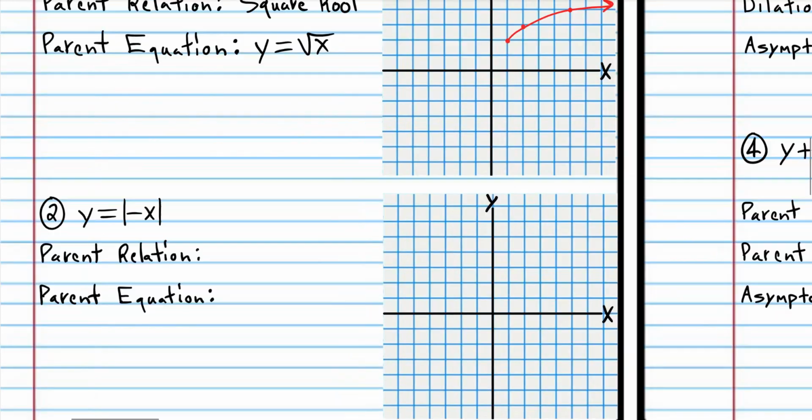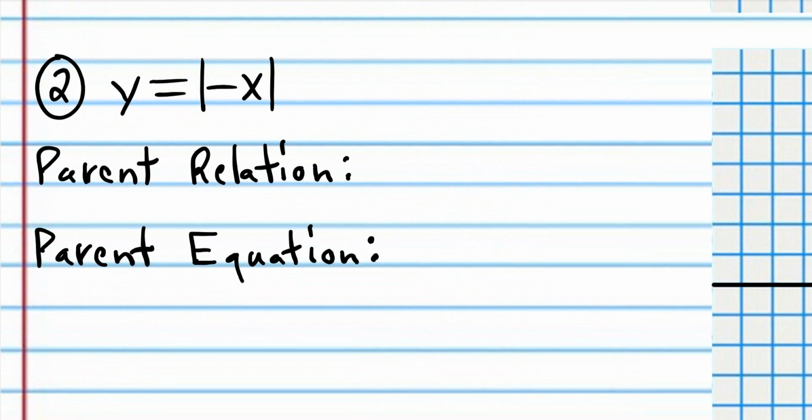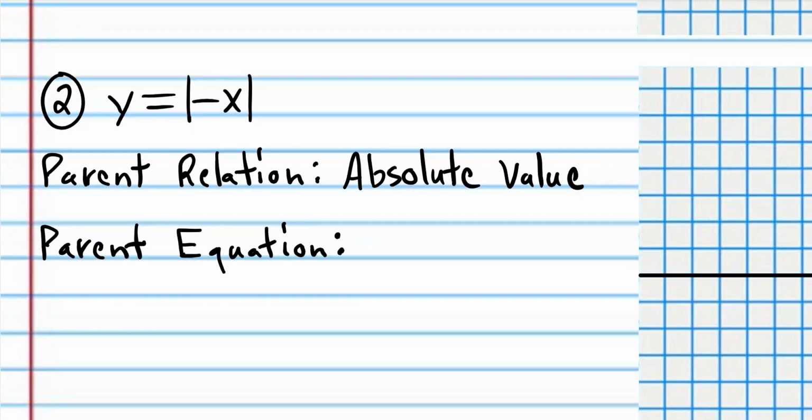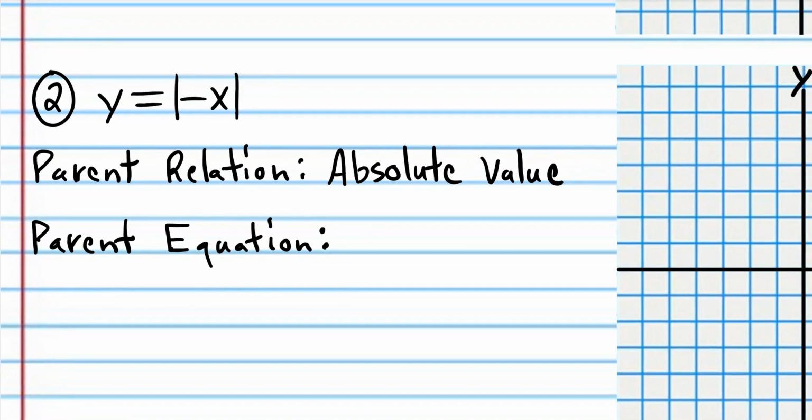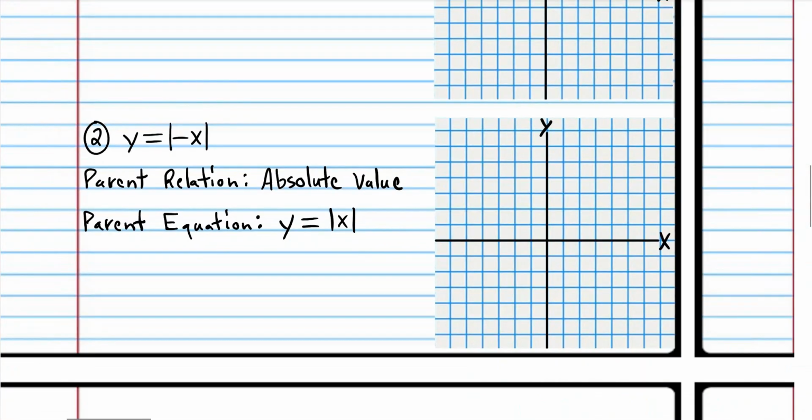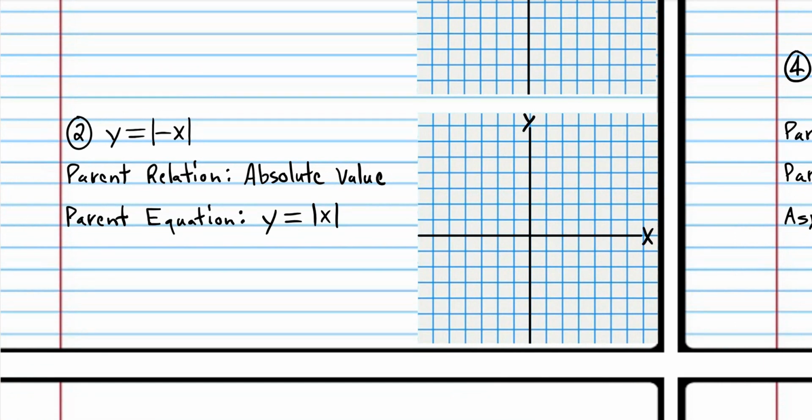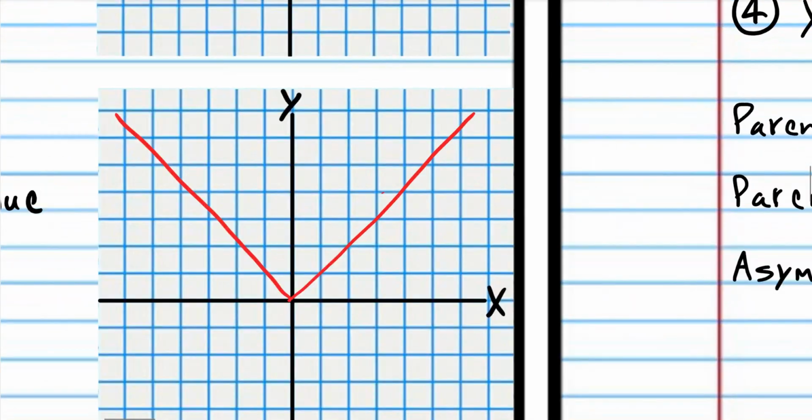Alright, we're back. This is the absolute value parent relation, and the parent equation is y is equal to the absolute value of x. So that graph looks something like this. It's a V, but we have a negative on the x, which means that we're going to reflect across the y-axis. So we're going to flip over the graph.